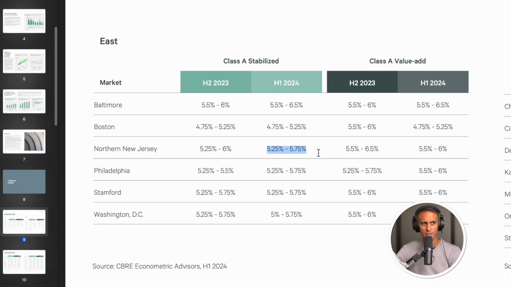But these are Class A stabilized, so may not be directly comparable. CBRE is a big company, and these are primarily Class A institutional level buildings. But if you're doing a project similar to this, 100 units, new construction, Class A in a good market, this can be a good gauge.